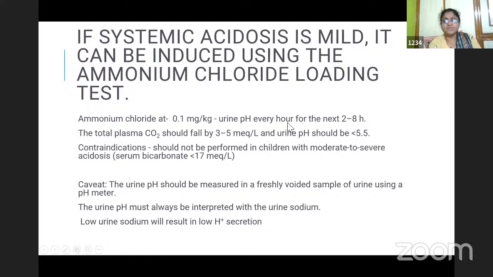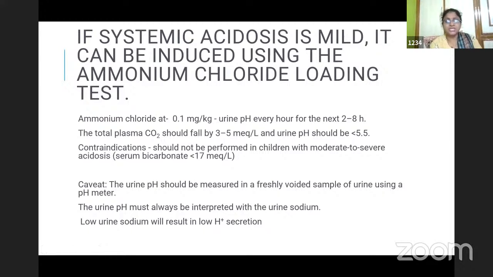pH every hour for the next 2 to 8 hours. This urine should be freshly voided urine. And if the urine pH is less than 5.5, generally we don't do these tests nowadays, but the contraindication is you should not do these tests in severe acidosis. The serum bicarb is less than 17 milliequivalents per liter.